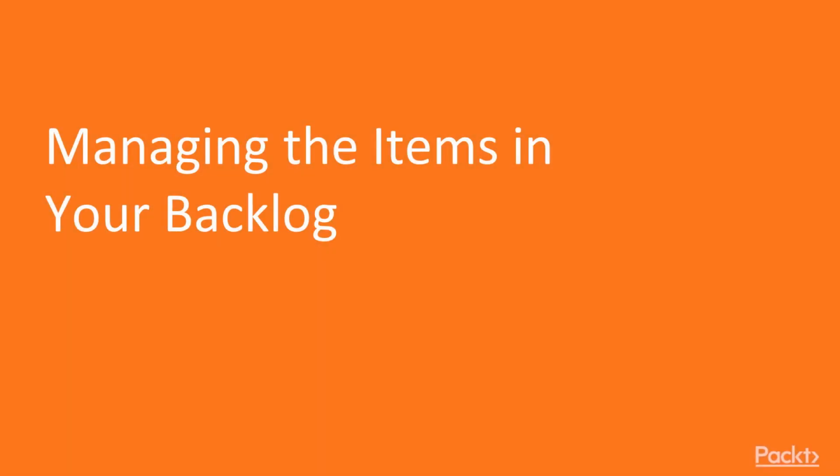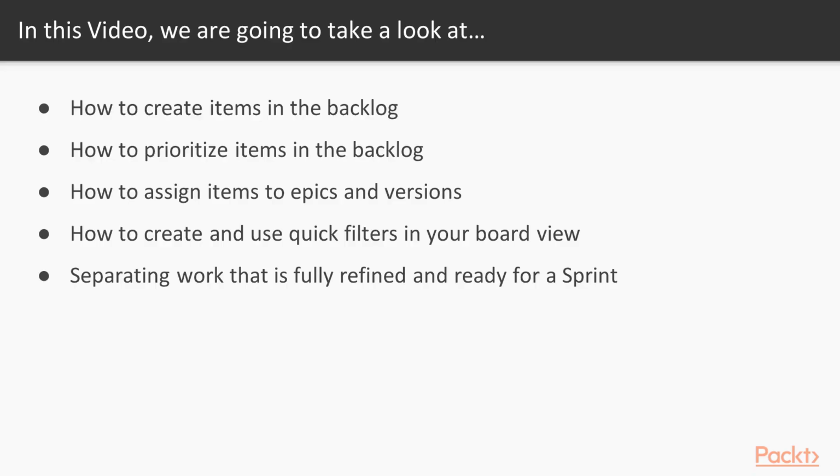Okay, in video 3 of this section, we're going to be talking about managing the items in your backlog. So in this video, we're going to learn how to create items, how to prioritize items, how to assign items into epics and versions, how to create and use quick filters in your board view, and then separating work that's fully refined so that we can say that it's ready for a sprint.